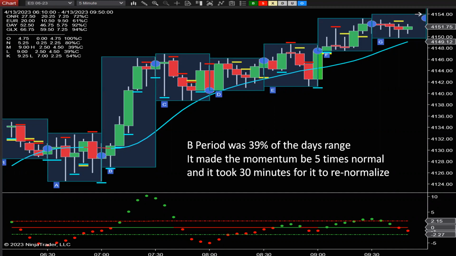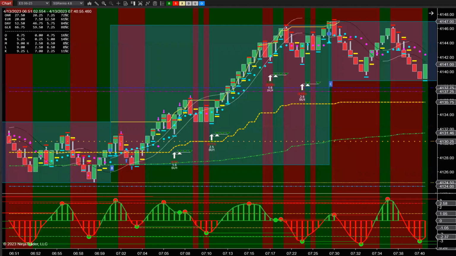39% of the day's range was 4 or 5 minute bars. There's 405 minutes in a day session on the ES. 405 minutes, and 39% of the range of that was done in 20 minutes. Think about that. So it's worth some thought.